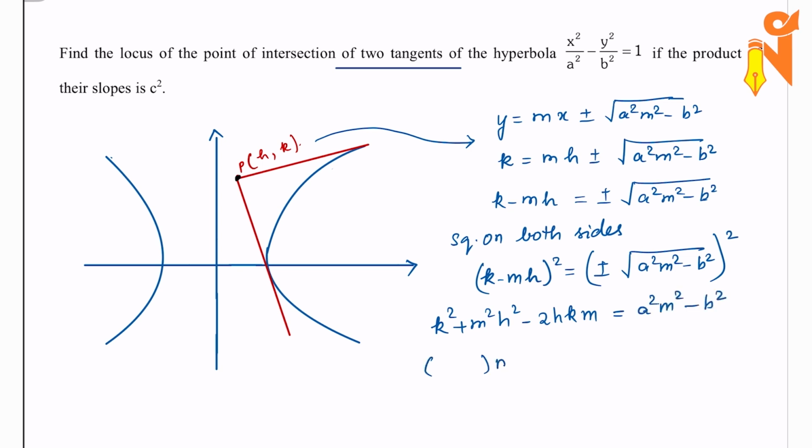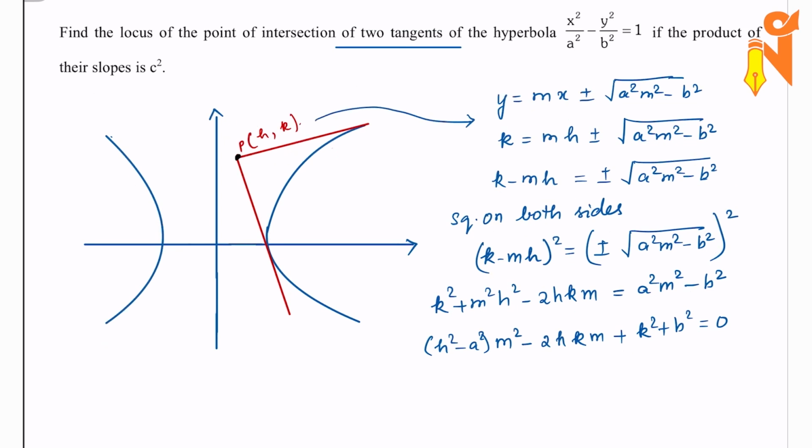So now if you make a quadratic equation in terms of m, it would be h square minus a square m square minus 2hkm plus k square plus b square is equal to 0. So you framed a quadratic equation. Now this is a quadratic, obviously it will have two roots, basically two slopes here. The roots are slopes here because it is a quadratic equation in terms of m.